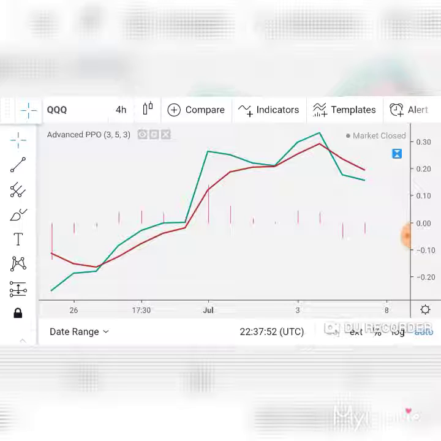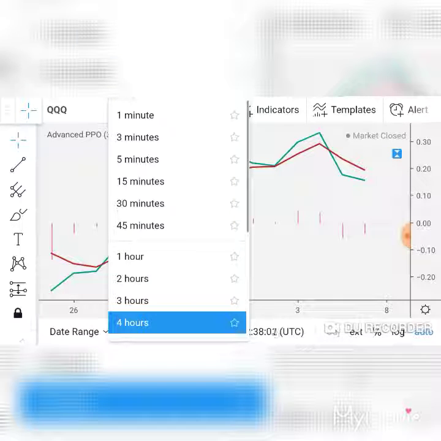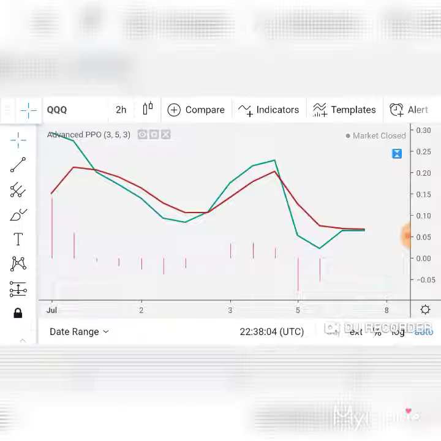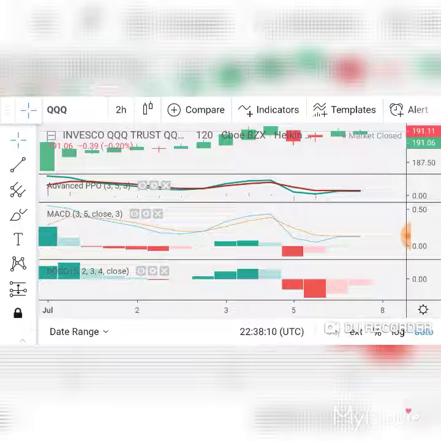Let's look at them on the 4-hour chart. On the 4-hour chart, the price percentage oscillator is already beneath the red line. The green line's beneath the red line, which means it's going down. Let's check the 2-hour chart. On the 2-hour chart, they're about even.